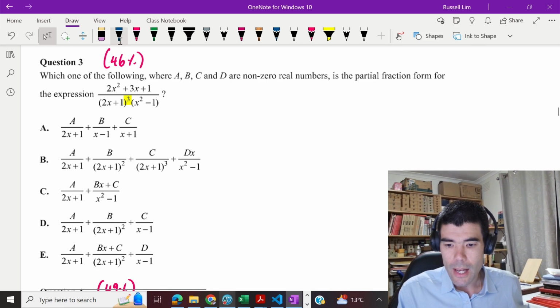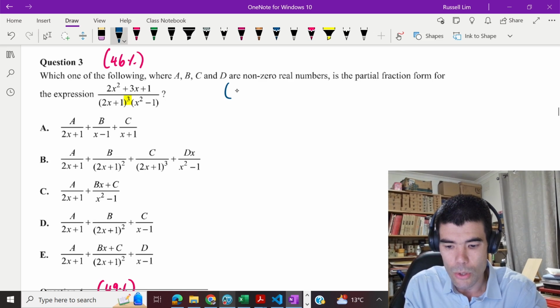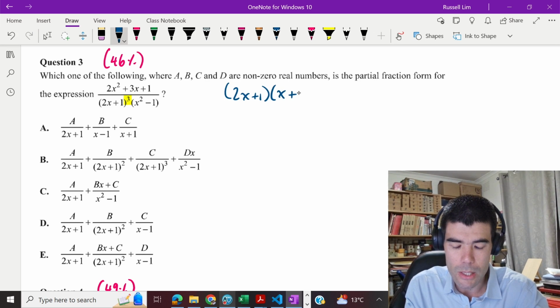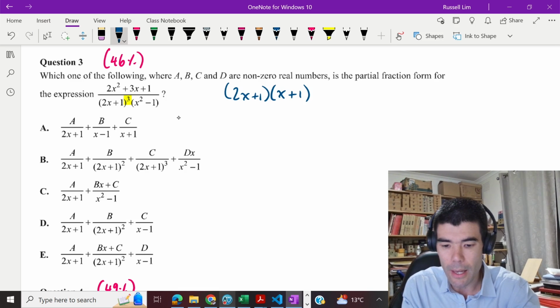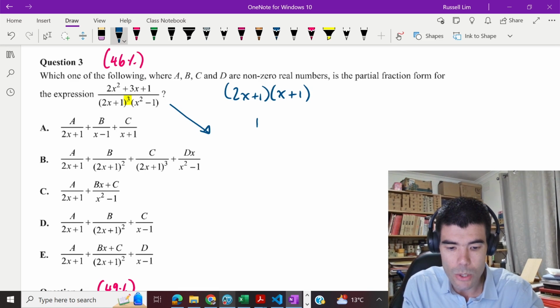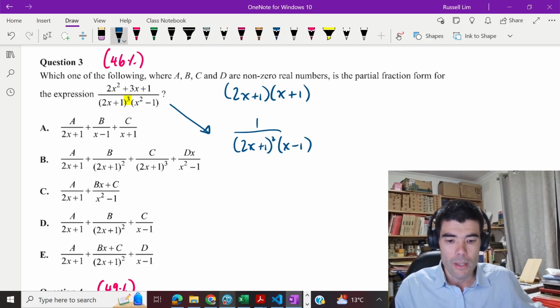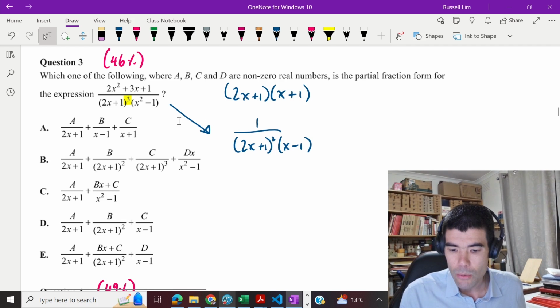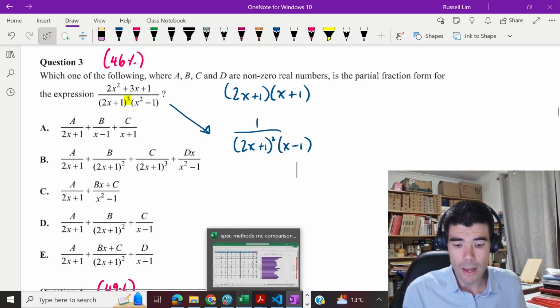So it turns out, actually, we can factorize the top line into 2x plus 1, x plus 1. Once we identify that, we can simplify this whole thing into 1 over (2x plus 1) squared, (x minus 1). If we can identify that, we can then probably work that out by hand. But given that you have your CAS calculator for this, the easiest method is just to put this into an expand function.